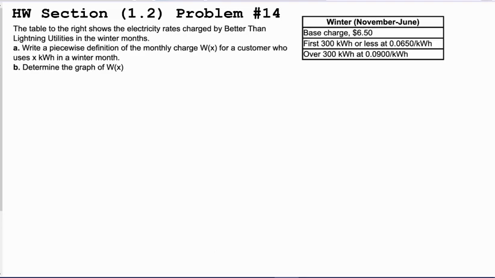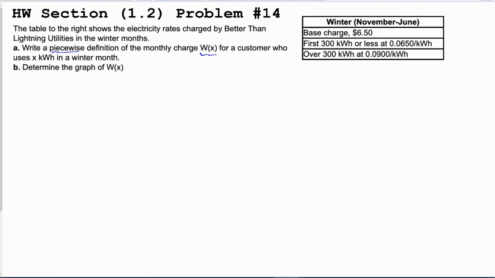Okay, so this video is addressing a few different homework problems I received emails for. This first one is section 1-2, problem 14. It states the table to the right shows the electricity rates charged by Better Than Lighting utilities in the winter months. Part A requests that we write a piecewise definition of the monthly charge, and we're going to name the function W of x for a customer who uses x kilowatt hours in a winter month.